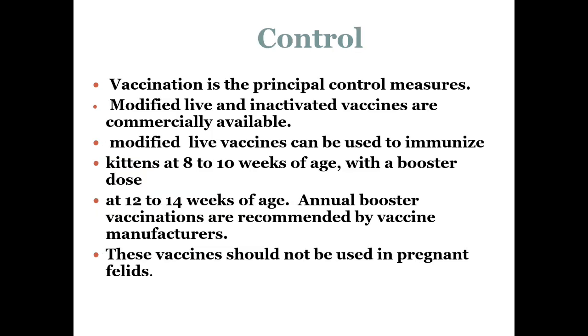If we talk about the control by vaccination, the principal control measure is vaccination. Modified live and inactivated vaccines are commercially available. Modified live vaccine can be used to vaccinate kittens at 8 to 10 weeks of age with a booster dose at 12 to 14 weeks of age. We can give the first dose at 8 to 10 weeks and the second dose at the age of 12 to 14 weeks. Annual booster vaccination is recommended by the vaccine manufacturer. These vaccines should not be used in pregnant queens.